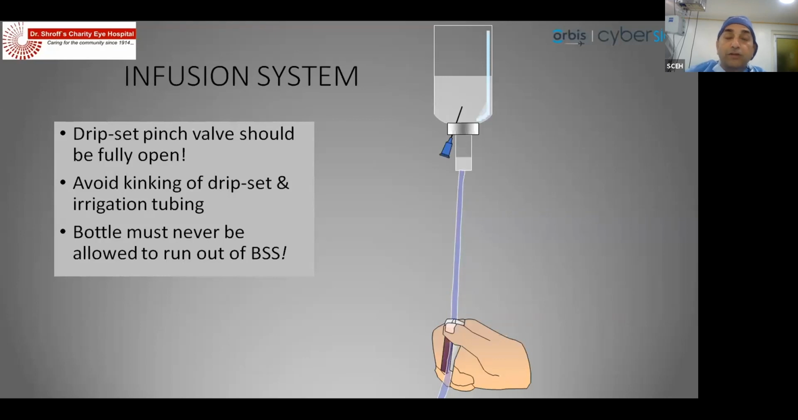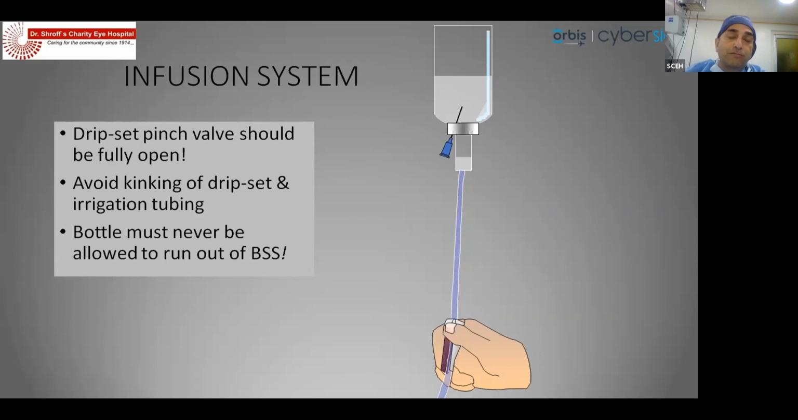So it's important when you set up the machine that the drip set pinch valve is fully open. There is no restriction to the fluid coming out of the bottle. It's good to put a needle in the bottle. There should be no kink of the drip set or the irrigation tubing. Sometimes what happens is that the scrub nurse may want to put a toggle clip or something on the irrigation tubing, and that can actually compress the tubing. So one needs to see that there's free flow of fluid.